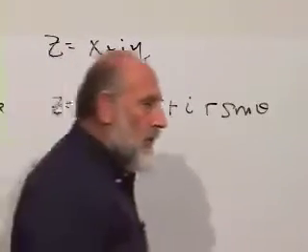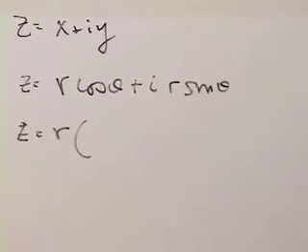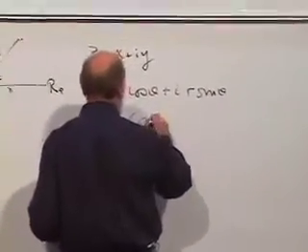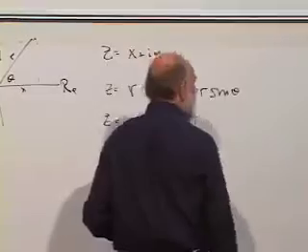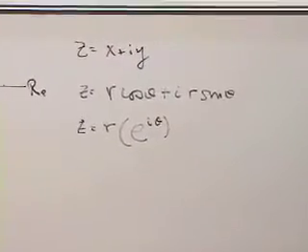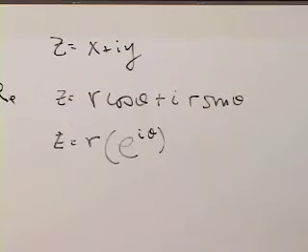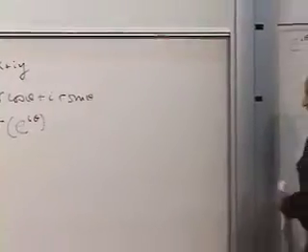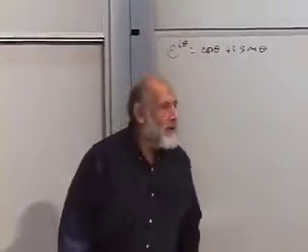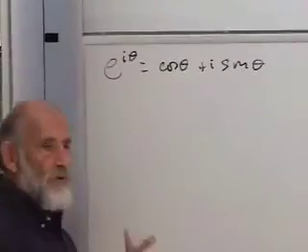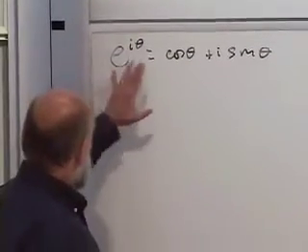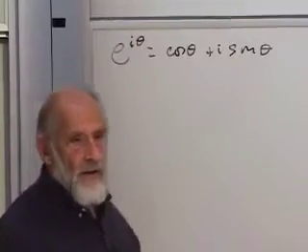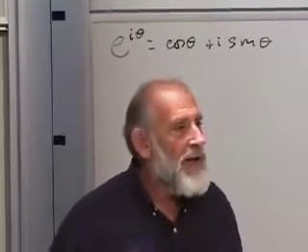The combination cosine theta plus i sine theta is called e to the i theta. So know that definition: e to the i theta is cosine theta plus i sine theta. The reason we call it e to the i theta is because it satisfies certain rules of exponentials. When you multiply exponentials, you add the exponents. All right? e to the 3 times e to the 5 is e to the 8. 3 and 5 is 8.